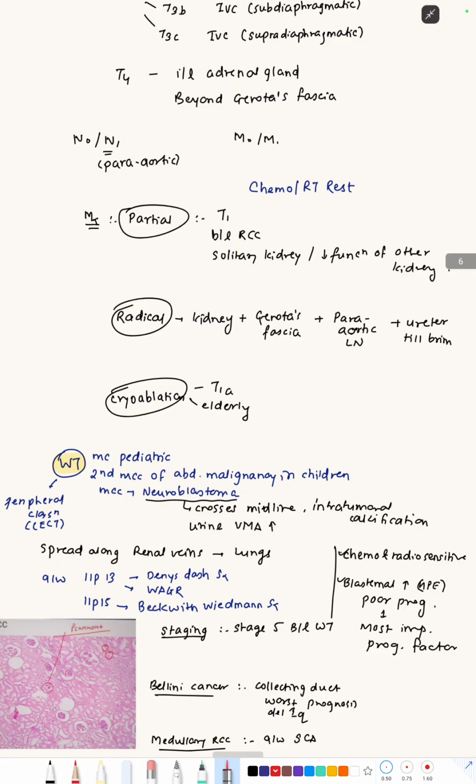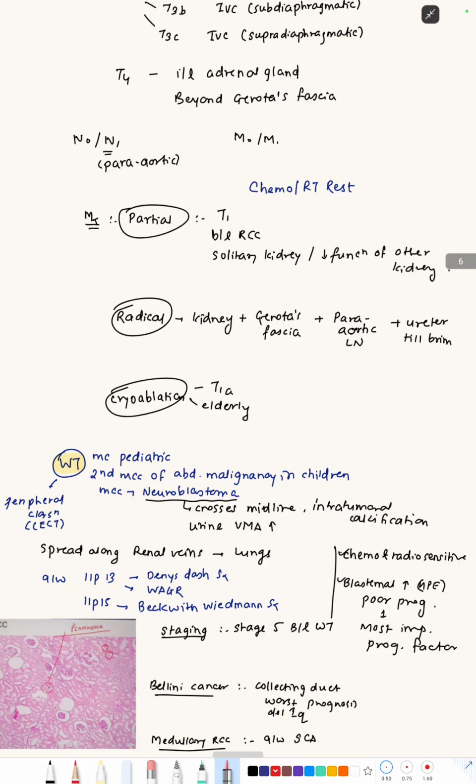So 11p13 and 11p15. 11p13 is associated with Denys-Drash syndrome or WAGR syndrome. Then 11p15 is associated with Beckwith-Wiedemann syndrome, where there is macroglossia and on one side there is going to be hyperplasia. It is chemo and radiosensitive in nature, so it has a good prognosis. Now there are multiple components to Wilms tumor, epithelial component as well as blastemal component. The greater the blastemal component, the poorer the prognosis.